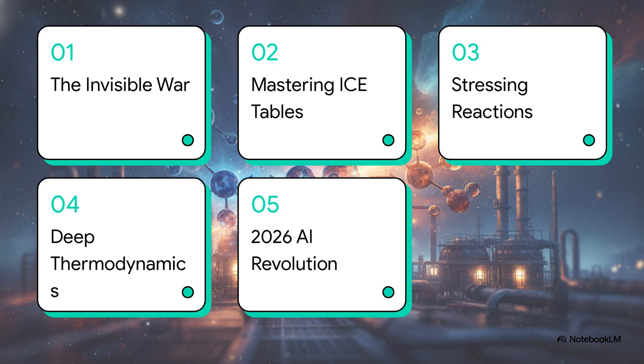So here's our battle plan for this explainer to decode all of this. 1. Foundations of the invisible war. 2. Mastering the ICE table. 3. Stressing the reaction. 4. Thermodynamics and universal balance. And 5. The 2026 AI revolution. Let's jump right in.